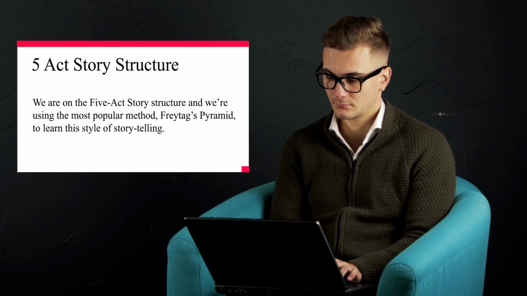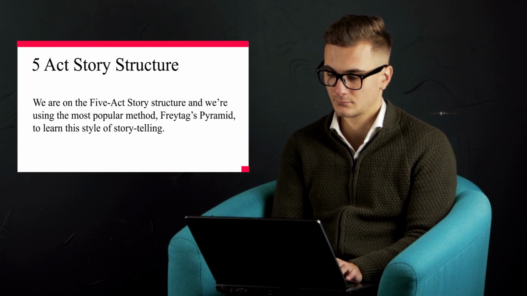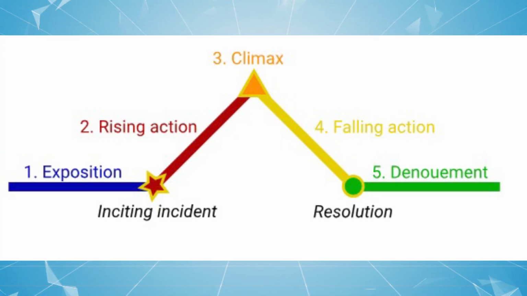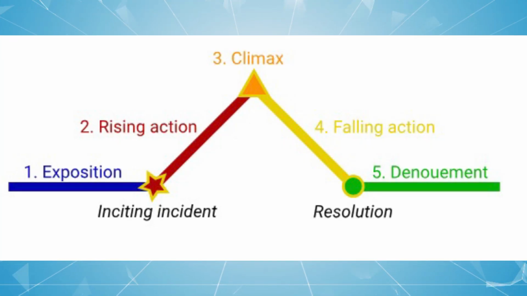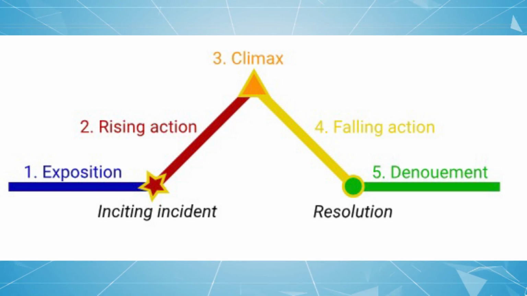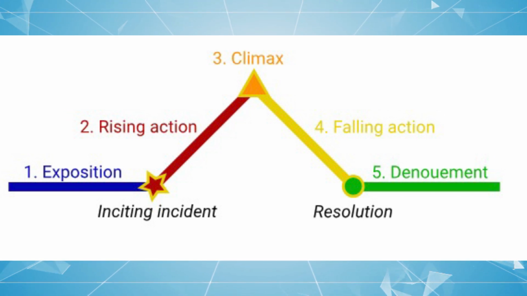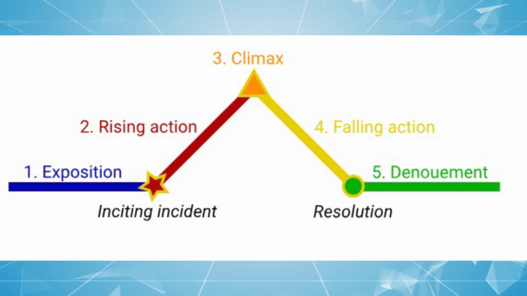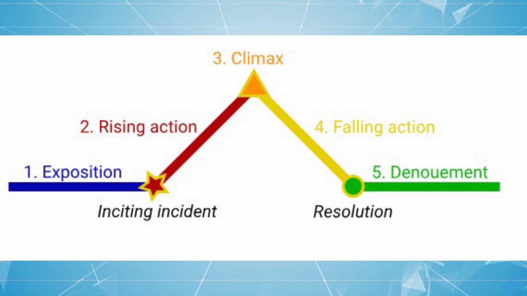Alright, back to it. We're on the 5-act story structure and we're using the most popular method, Freytag's pyramid, to learn this style of storytelling. As a reminder, here's Freytag's pyramid once more. Again, the 5 acts of Freytag's pyramid are exposition, rising action, climax, falling action, and resolution/denouement.